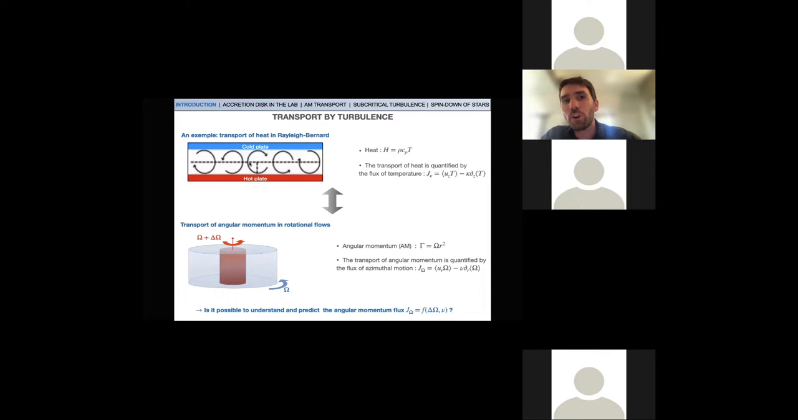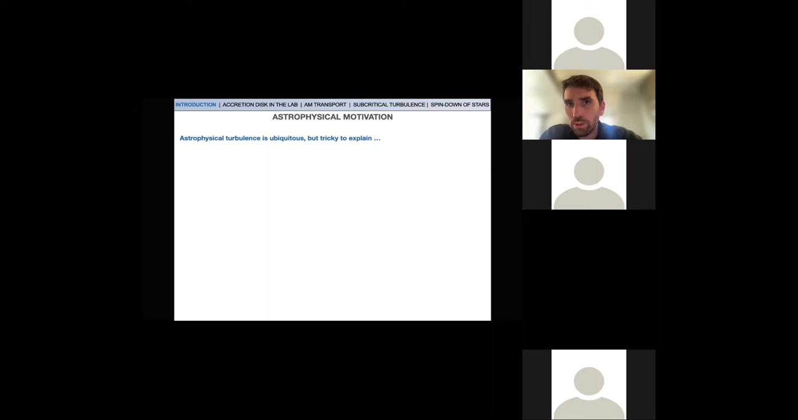Okay, now there is also a very strong astrophysical motivation. As you may know, turbulence is quite ubiquitous in astrophysics. Almost any astrophysical object we look at is turbulent. But surprisingly, it's quite tricky to explain the origin of this turbulence, the scenario which leads these objects to become turbulent. So I give you here two examples.